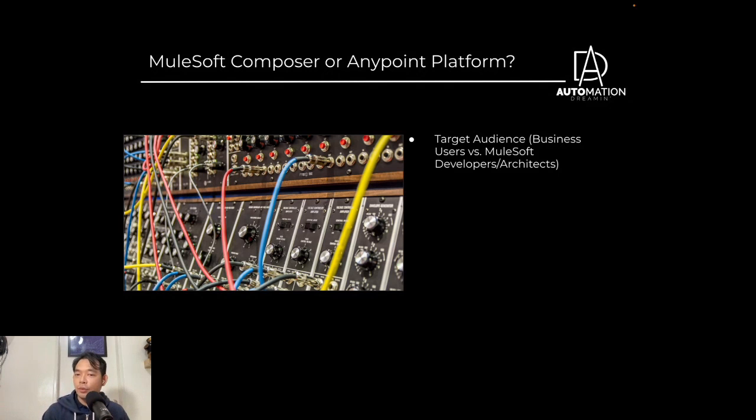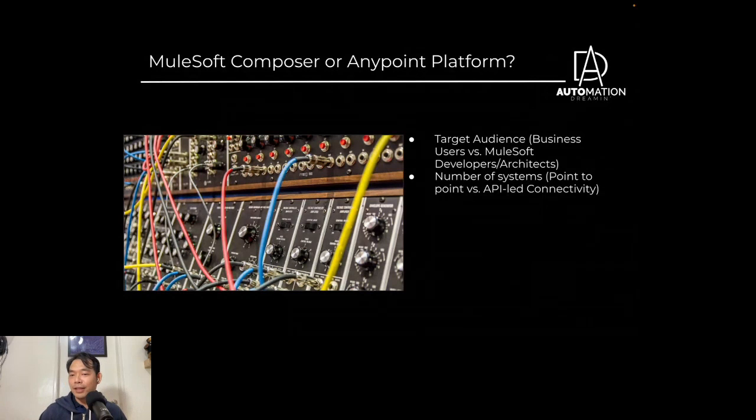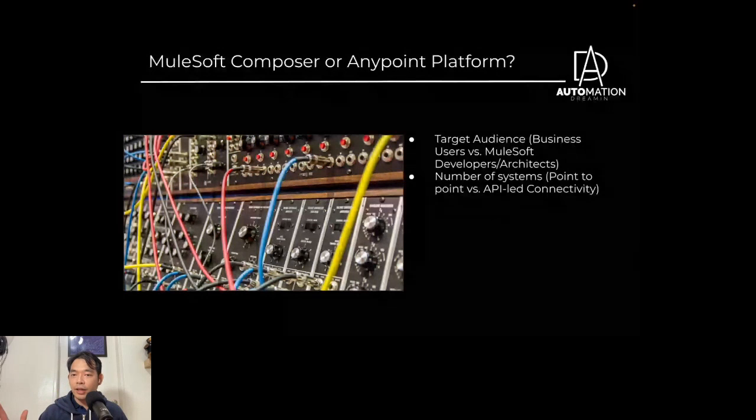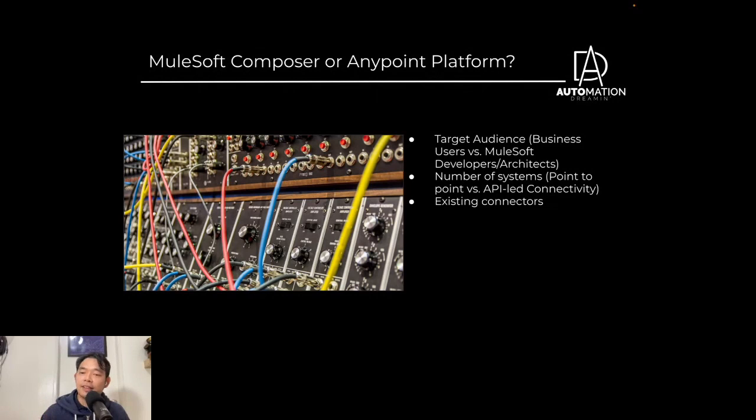It's also important to consider the number of systems that we need to connect to. If we're dealing with 30, 50 systems, we need to make sure that we're actually using Anypoint platform. If there are so many systems involved, let's say 30, 50, 100, Composer is not something that we would actually recommend. Something else important to consider is existing connectors. There are actually much fewer Composer connectors compared to the Anypoint platform, mainly because Anypoint platform is so much more mature.